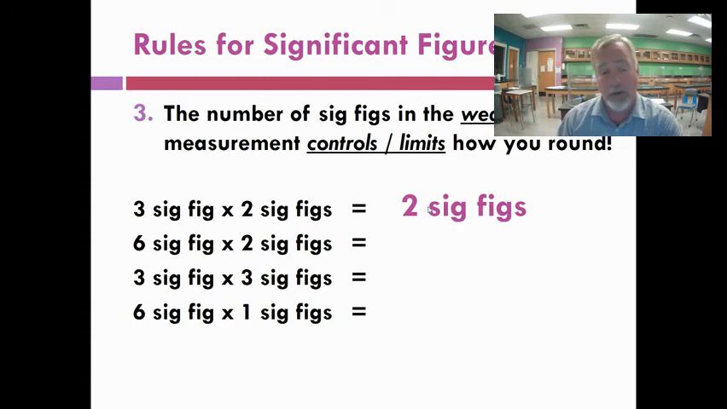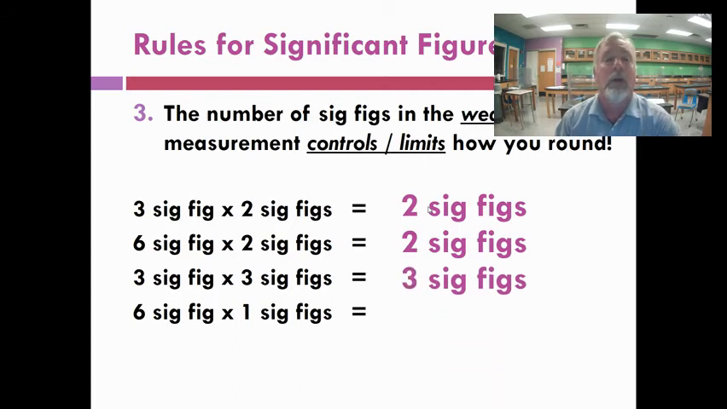So let's look at our next example. 6 sig figs times 2 sig figs. Well, 2 again is the weakest. That's going to be how many sig figs we're allowed. 3 sig figs times 3 sig figs, our next one. Both of them are 3s, it's fine. The smallest number there is a 3. Our answer has 3 sig figs.